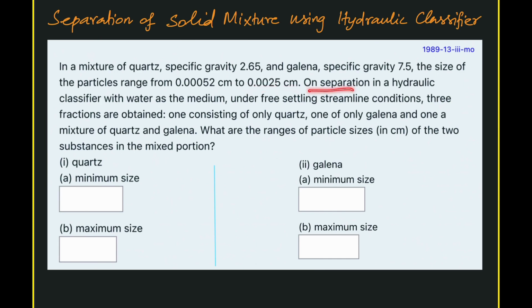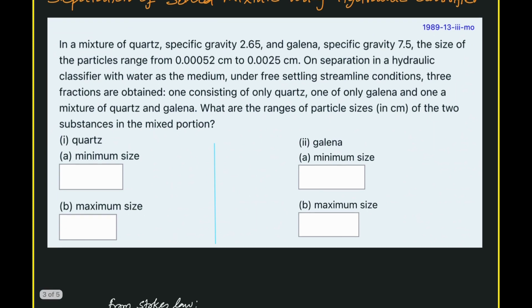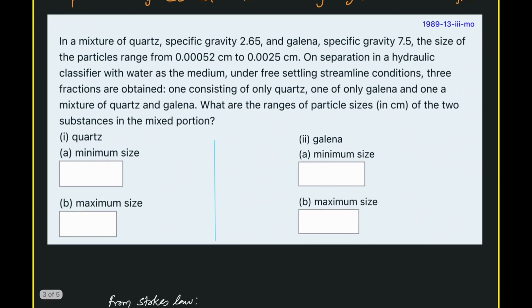On separation in a hydraulic classifier using water as the medium, under free settling streamline conditions, three fractions are obtained. One consisting of only quartz, one of only galena, and one a mixture of quartz and galena. What are the ranges of particle sizes in centimeter of the two substances in the mixture portion? In the mixture of quartz and galena, we need to find the minimum size of quartz and maximum size of quartz. Likewise, the minimum size of galena and maximum size of galena.